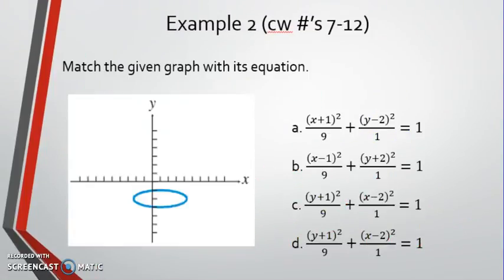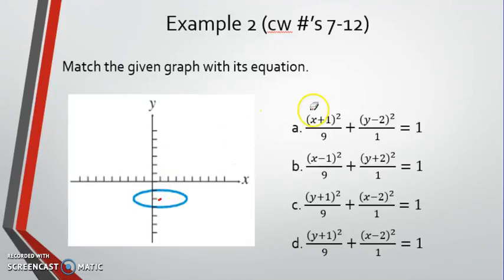So now let's look at a couple graphing examples instead of algebra solving examples. So this one wants us to match which equation is shown in the graph. Well, let's start off by trying to figure out where the center of this ellipse is. It looks like it's gone to the right 1 and down maybe 2. So it looks like my center is 1, negative 2.